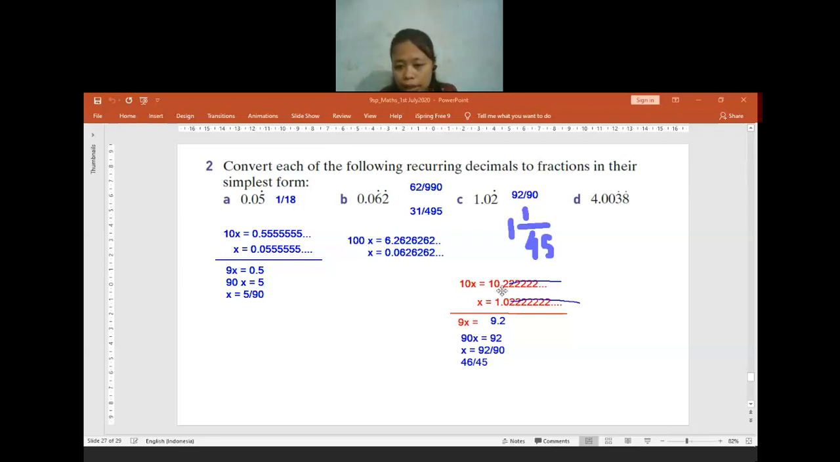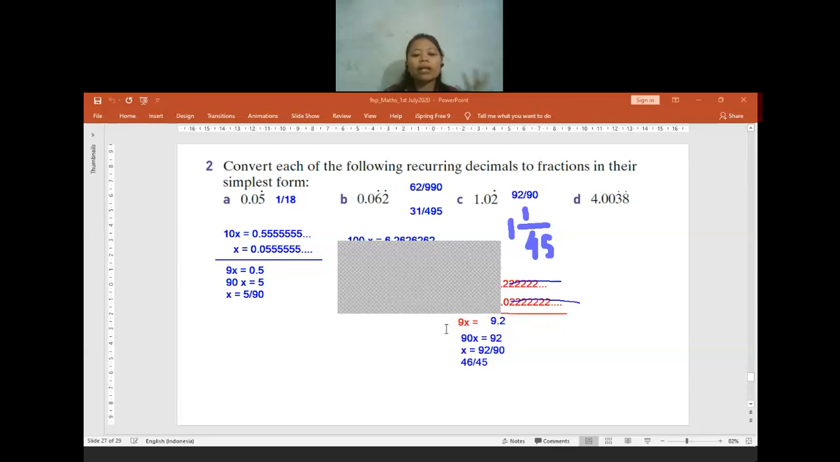So I can cancel the same ones. I have the leftover 10.2 and 1.0. So 10.2 minus 1.0 will be 9.2. 10x minus x will be equal to 9x. It's not okay to have decimal and fraction combined with each other, so I will multiply everything by 10. That's why I got 90x equals 92. So x will be equal to 92 over 90.